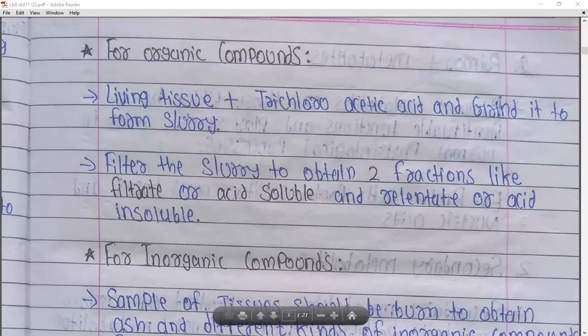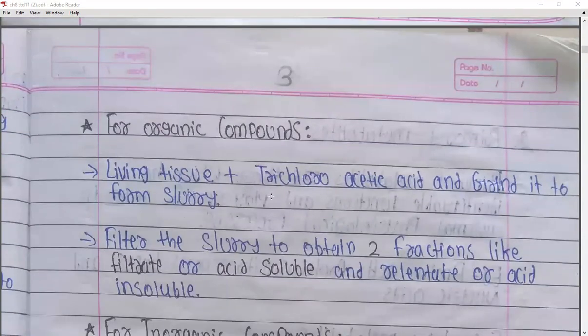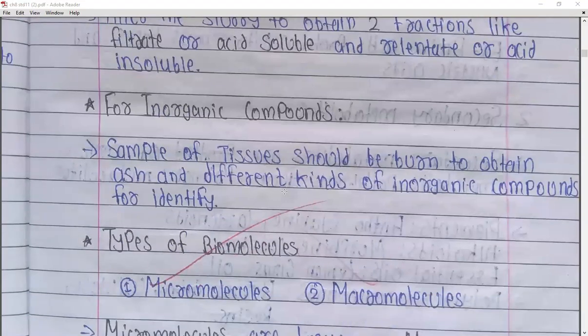So this way the organic compounds can be analyzed, showing that these particular things are made up of chemicals, right? Second is for the inorganic compounds. For the inorganic compounds, the sample of tissue should be burned to obtain ash and identify different kinds of inorganic compounds. Whatever tissue is taken, first it is burned, and upon burning the ash is formed, and different kinds of inorganic compounds are present inside it, and these can be identified. Through this we can understand that there are several chemical compositions observed in the biomolecules, right?